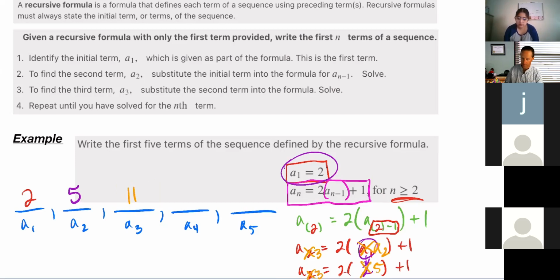22. Plus 1. 23. Good. Now do what to that to get the last one that they wanted? Double it and add 1, which is 47. That's right.